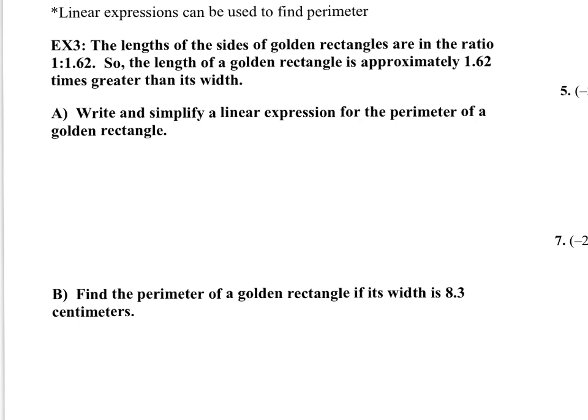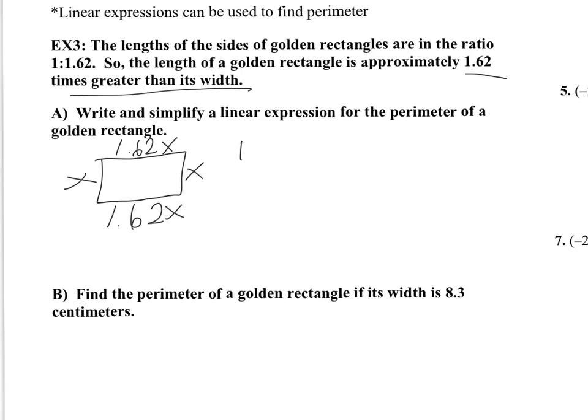Now in this next section, we're looking at linear expressions that can be used to find the perimeter. The lengths of the sides of a golden rectangle are in the ratio of 1.62 to 1. So the length of a golden rectangle is approximately 1.62 times greater than its width. So now for part A, write and simplify a linear expression for the perimeter of a golden rectangle. So in this case, if the width is x, they're saying that the length is 1.62 times the width.